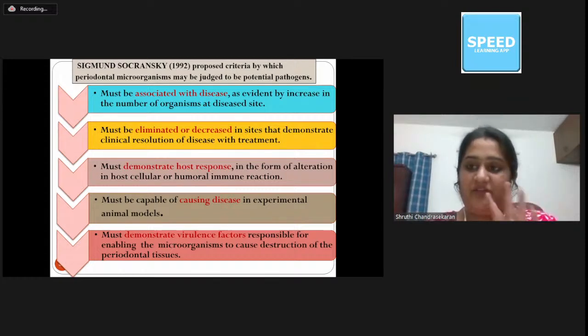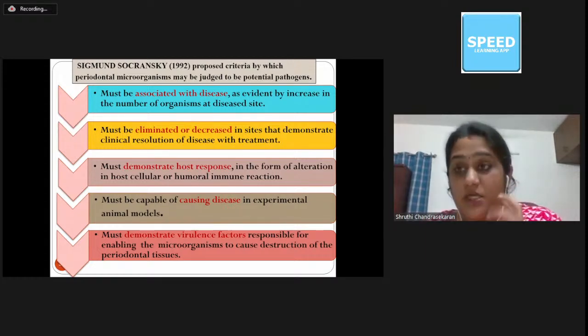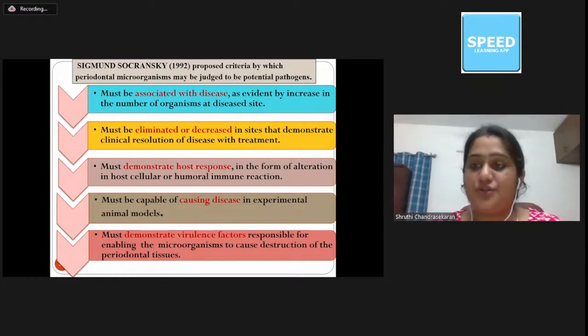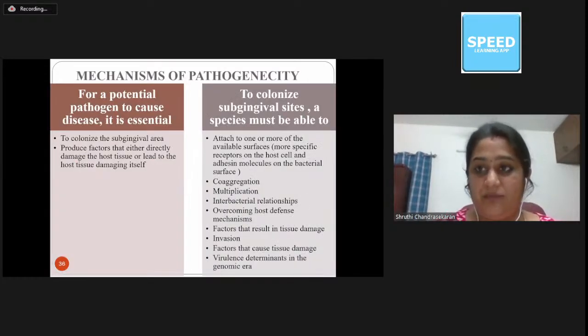So the 5 important factors as given by Sigmund Socransky in 1992: the microorganism should be associated with the disease. It should be decreased after treatment. It should show a visible host response. It should be able to cause the disease in a lab animal, and it should also demonstrate virulence factors at the time of disease progression.